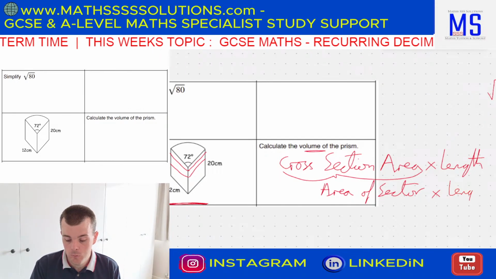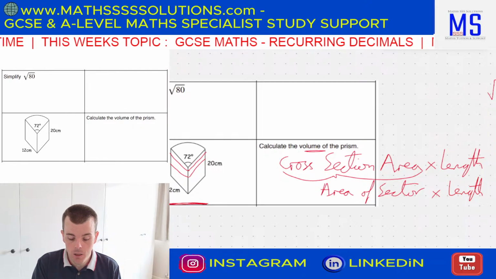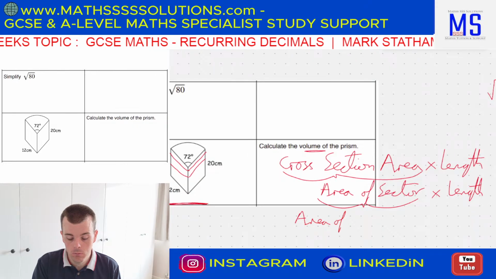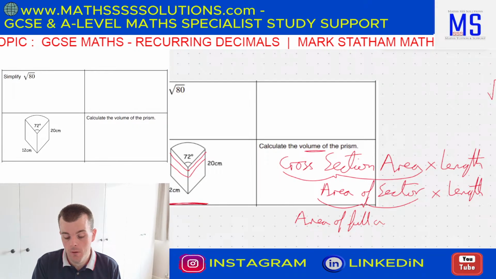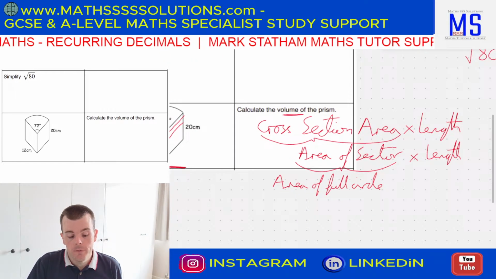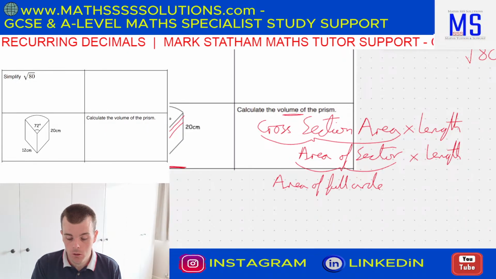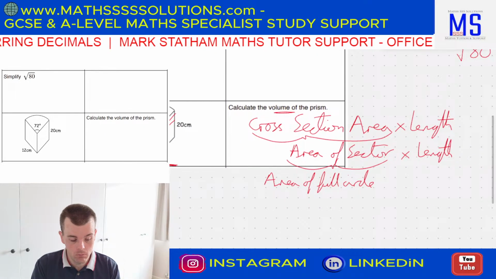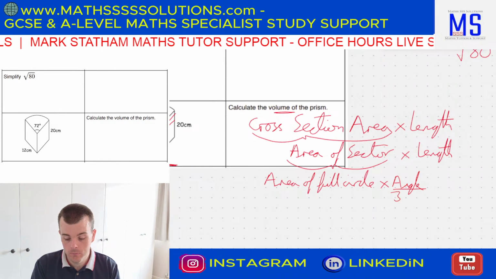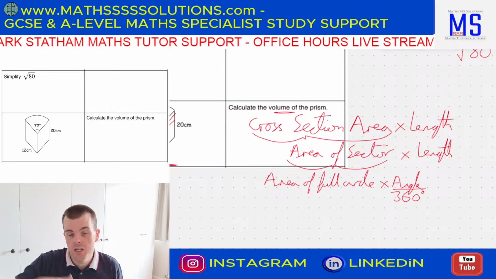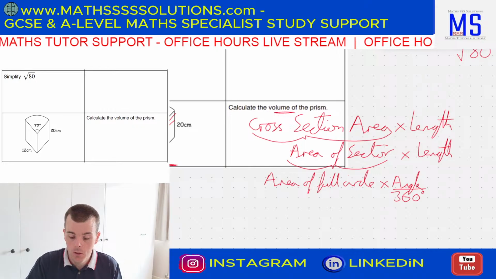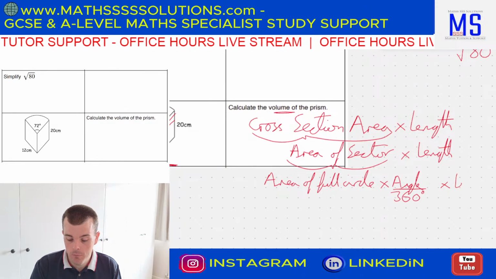Now, to find the area of a sector, you need to do the area of the full circle. That's a formula you need to remember off the top of your head. And then you need to find the fraction of the full circle. So it's the angle out of 360. 360 degrees is the full circle. If it was 90 degrees out of 360, that would be a quarter, which is why it would be a quarter of a circle. And then you times it by its length.